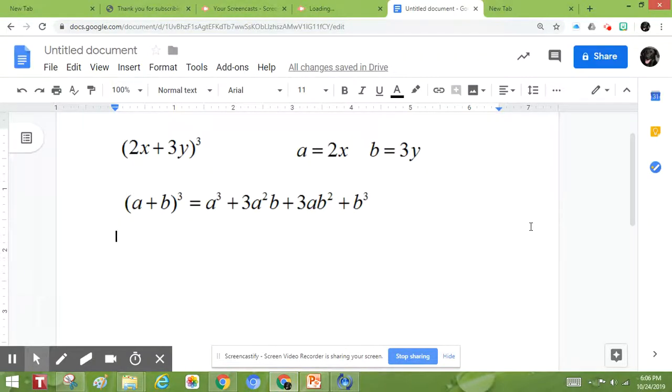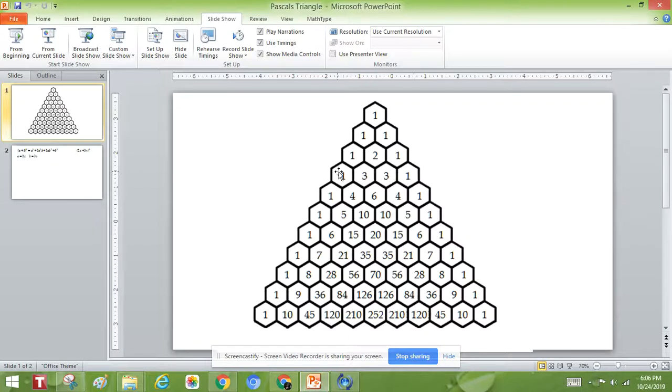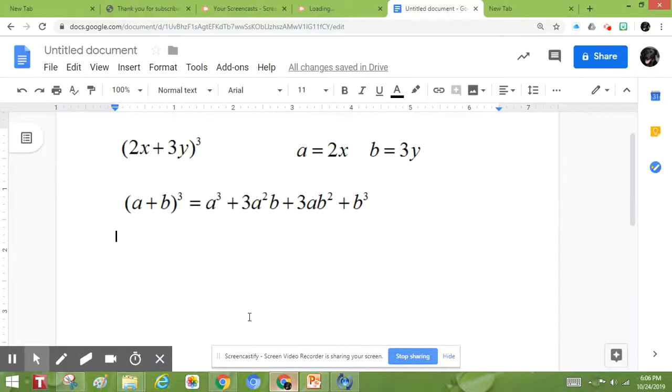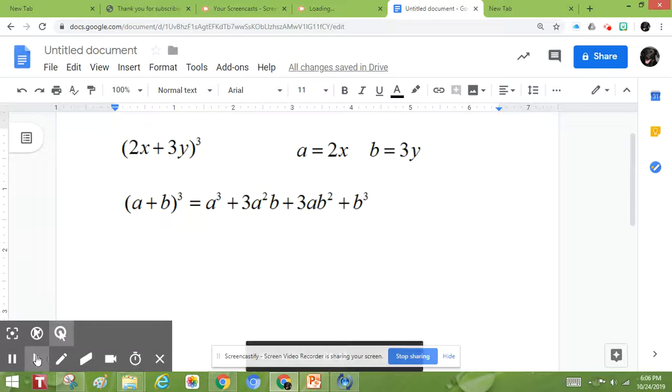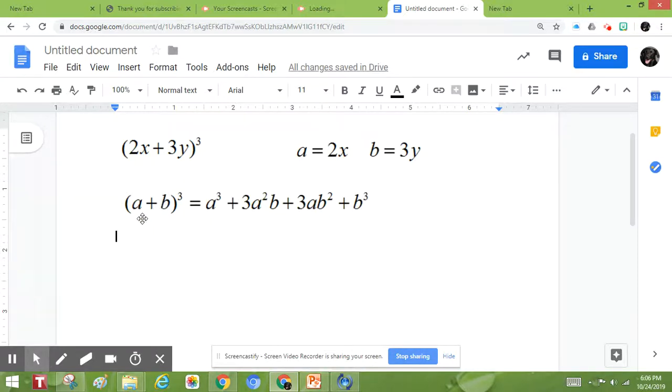All right, so here's an example. I have (2x + 3y)^3, and I'm going to call 2x A, and 3y B. So first I'm going to expand (A + B)^3. Well, if you remember from our Pascal's triangle, this here is my third power, so my coefficients would be 1, 3, 3, 1. So now I've expanded it.